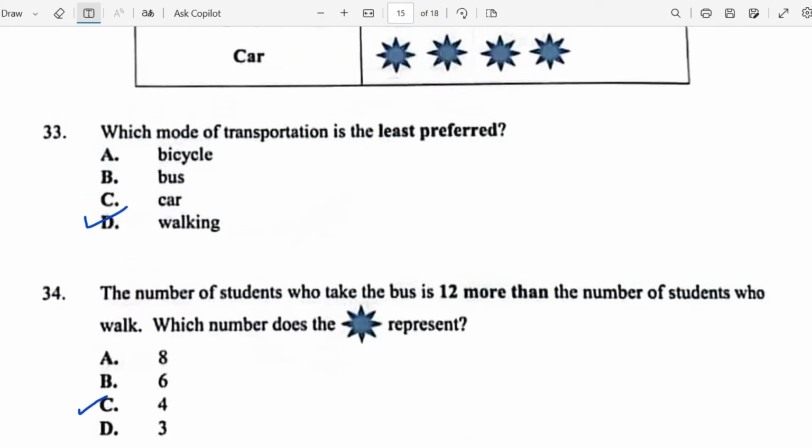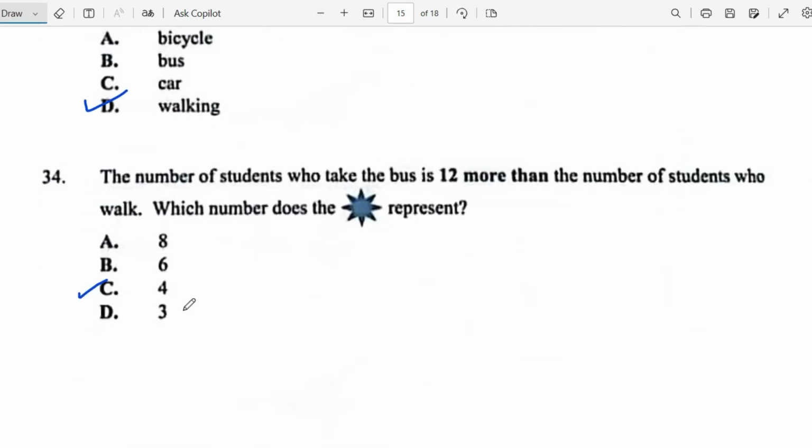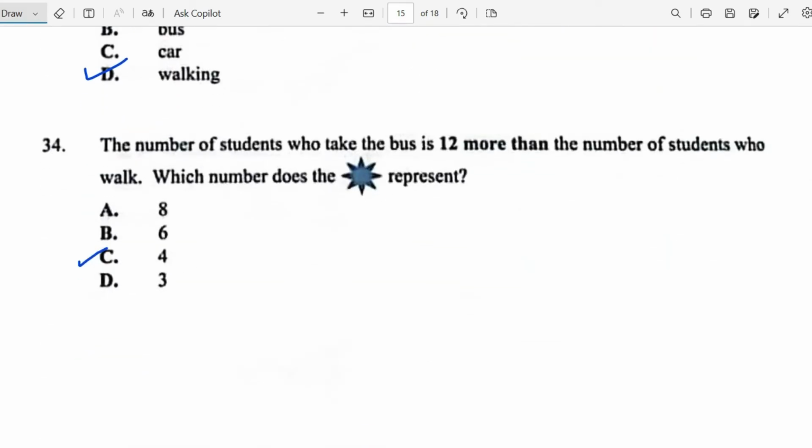Let's see. We saw 4 to be the answer because we can say that 4 plus 4 equals 8 for walking. And then for the bus, which was the transportation that was most preferred, we can say 4 plus 4 is 8, plus 4 is 12, plus 4 is 16, and 4 is 20. And we can subtract 8 from 20 and we'll get 12. And therefore 4 would be the correct answer.